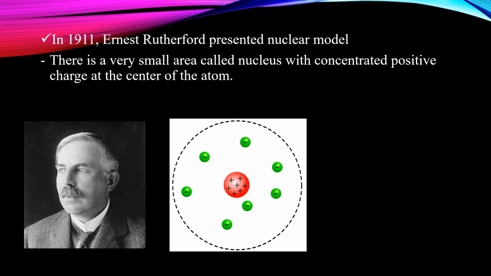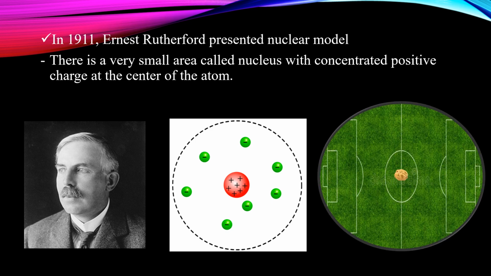Breaking Thomson's ideas, in 1911, Ernest Rutherford presented the nuclear model. Well, as it says, there is a very small area called the nucleus with concentrated positive charge at the center of the atom. If the atom is a football ground, nucleus is very small volume, even smaller than a chickpea at its center. So you can clearly understand that nucleus of an atom is very small relative to the size of the atom. Protons and neutrons are accumulated in this nucleus. Well, nucleus is hence positively charged.